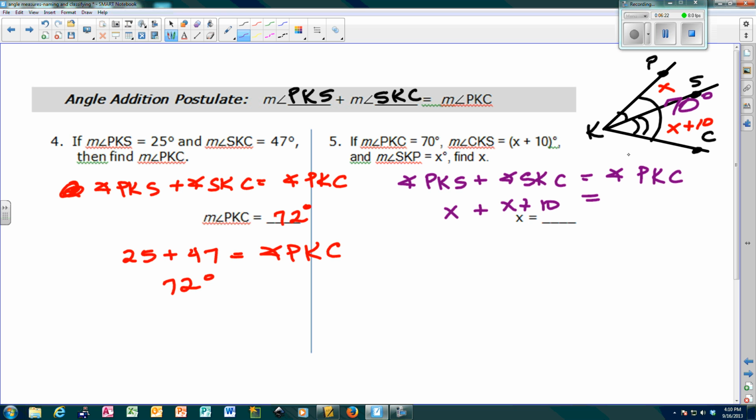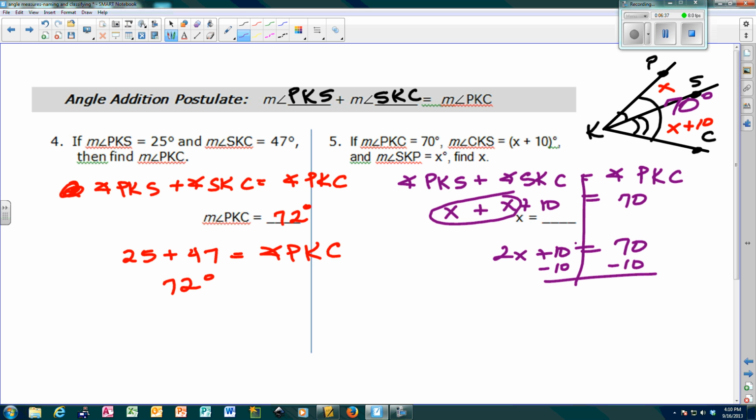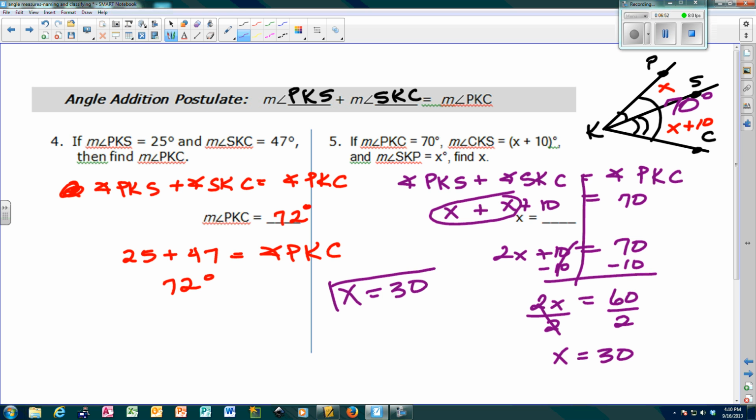The whole thing is 70. So now I'm just going to solve for x. By combining my two terms here, I've got 2x plus 10, and then bring this side down, 70. If I subtract 10 from both sides, it cancels out. I've got 2x equals 60. Divide both sides by 2. x is 30. So my answer, x is 30.